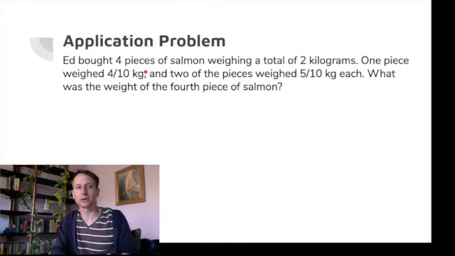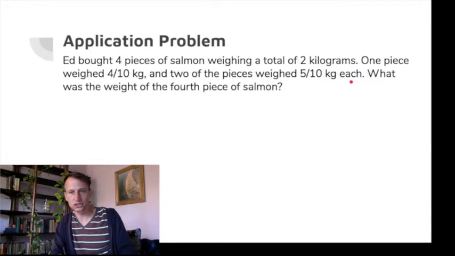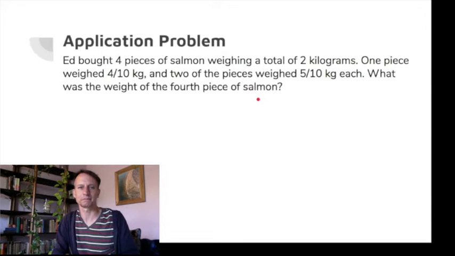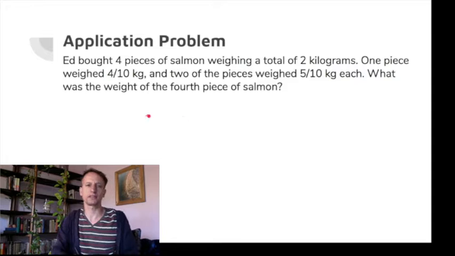But Ed bought 4 pieces of salmon weighing a total of 2 kilograms. There's a decent amount of fish there. And he's either in a fish frenzy or he's got a big family. 1 piece weighed 4/10 kilogram, and 2 of the pieces weighed 5/10 kilogram each. What was the weight of the 4th piece of salmon? Okay, so let's draw this bad boy out.